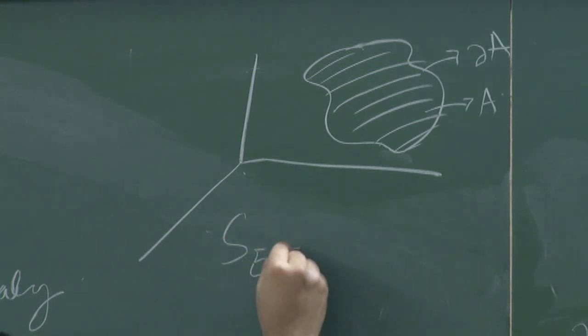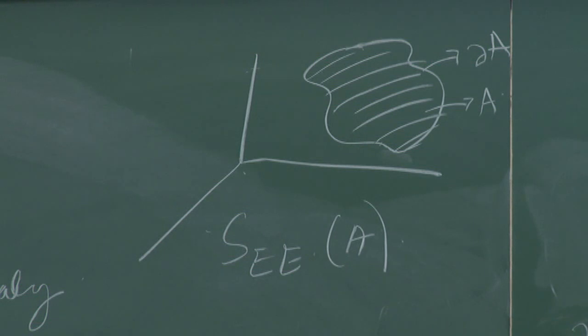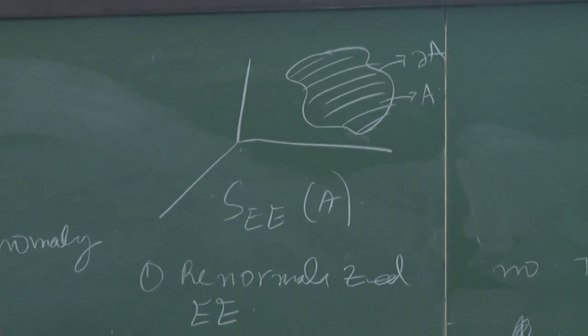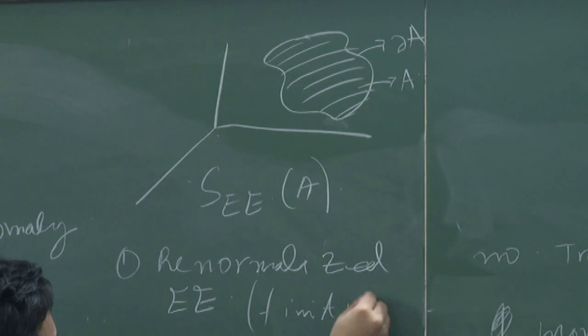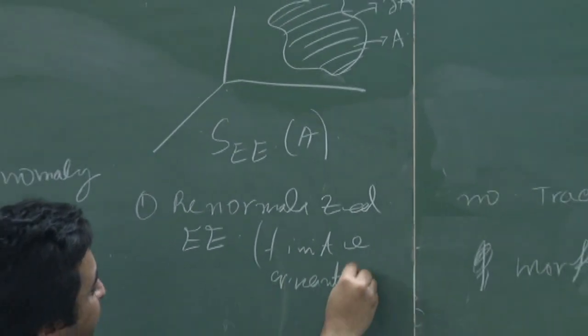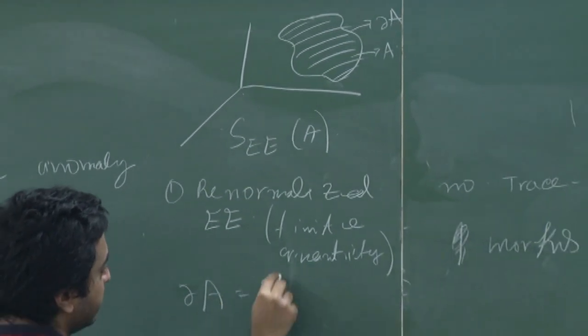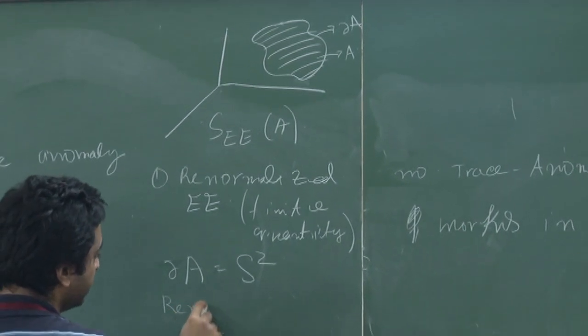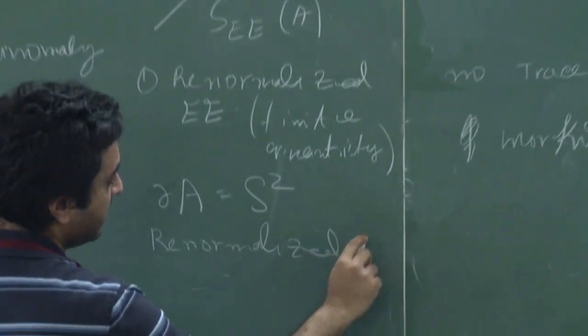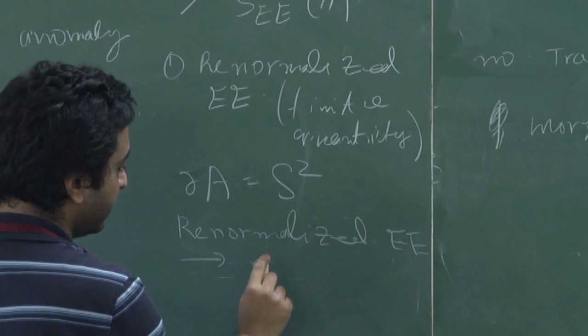So I want to compute this thing. There are 2 things one could actually compute. One is this entanglement entropy, or what people many times compute is this renormalized entanglement entropy, which is a finite quantity. And that is also claimed to be, if you take your del A to be a sphere S2, then this renormalized entanglement entropy becomes your C function in 4 dimension.